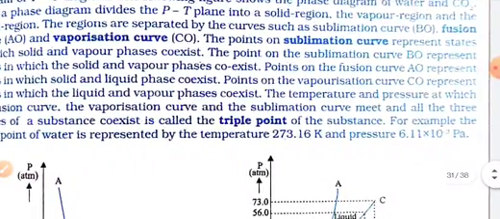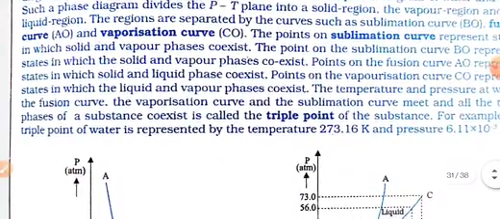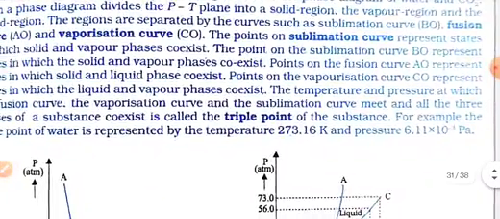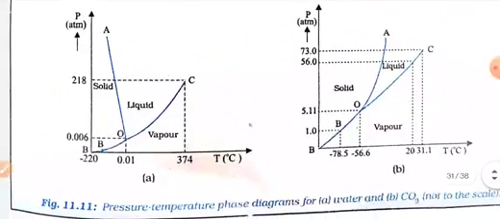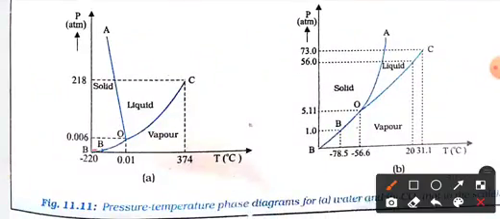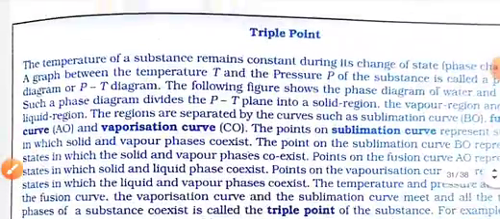Points on the fusion curve AO represent states in which solid and liquid phase coexist, and points on the vaporization curve CO represent states in which the liquid and vapor coexist. These are the points on which solid and vapor phase coexist, these are the points on which solid and liquid phase coexist, and these are the points on which liquid and vapor phase coexist.